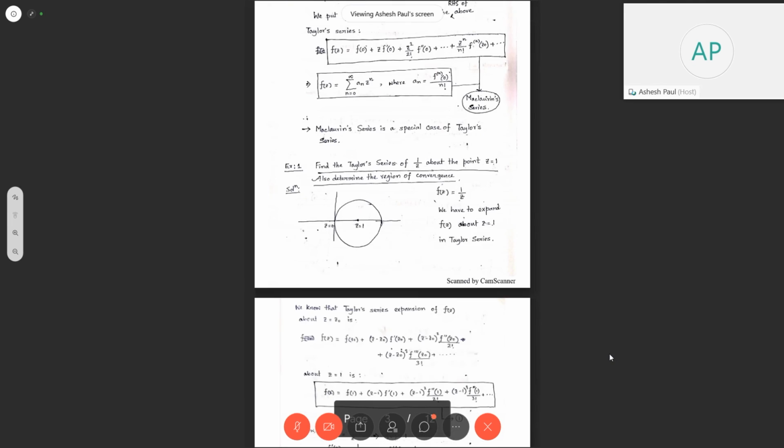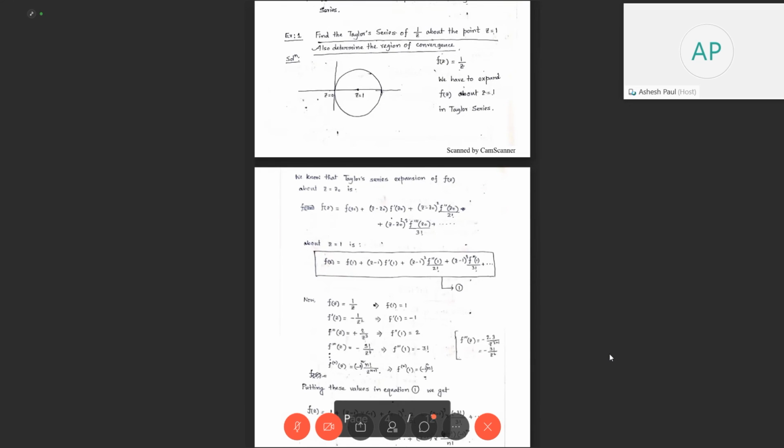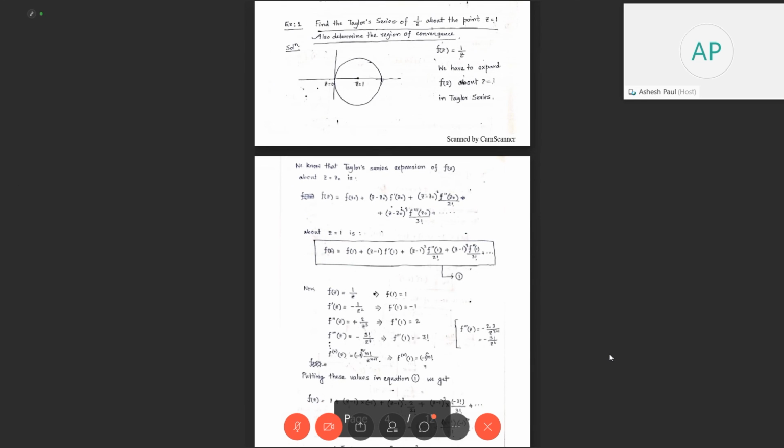So now going to example 1. Example 1 says: find the Taylor series of 1 by z about the point z equal to 1 and also determine the region of convergence. The function is given by f(z) equals 1 by z. They asked to find the Taylor series about the point z equal to 1 and also to find the region of convergence. Okay.